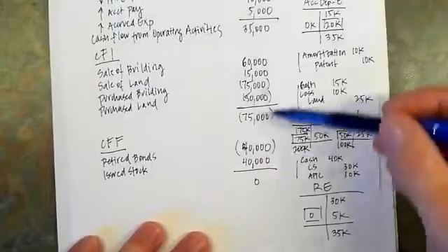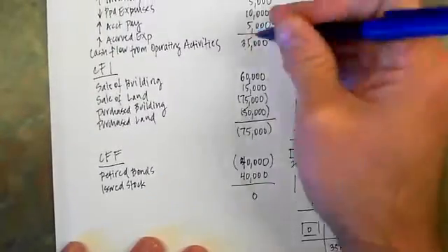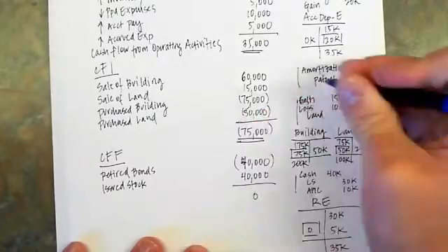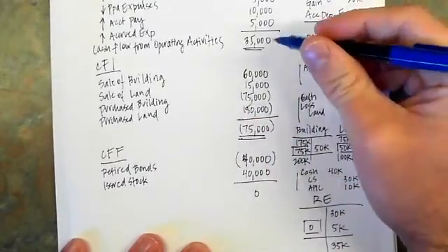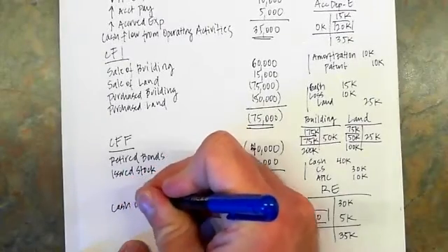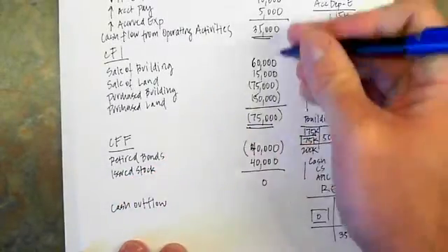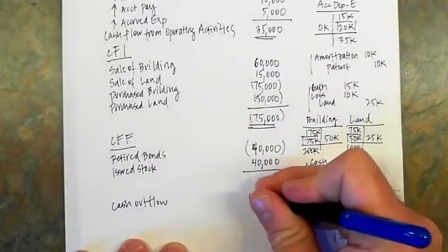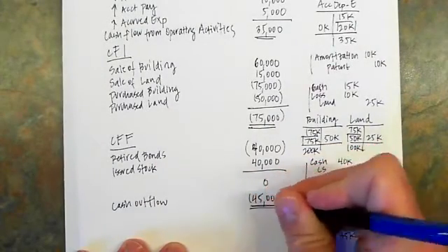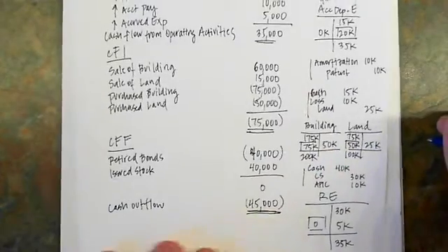So then I sum up my three sections: 35,000, 75,000, and then 0. I have an overall cash outflow of $45,000. Does that reconcile my beginning and ending balances of cash?